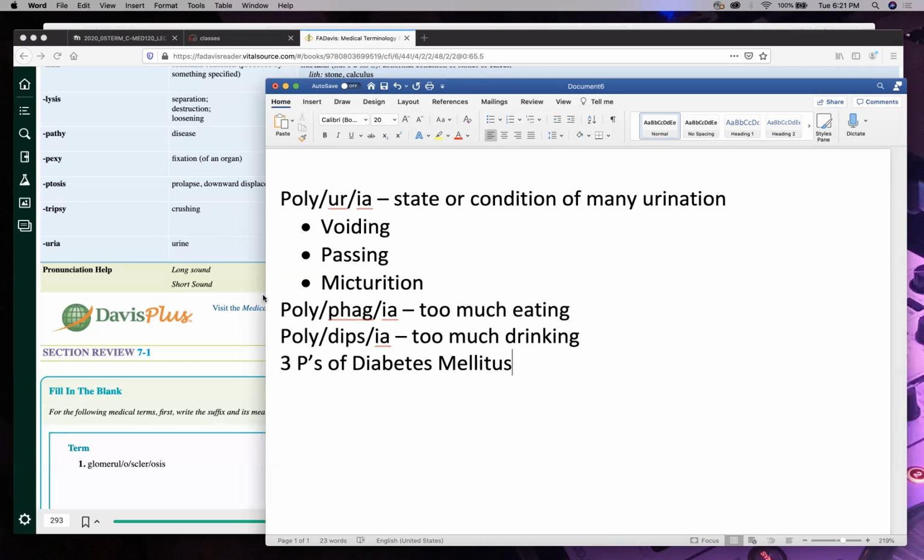These are classic signs and symptoms that my patient probably has diabetes or impending or serious prediabetes. They're drinking too much, they're eating too much, and they're urinating too much. And that makes sense. When you're diabetic, it means that your body isn't taking in the sugar in the way it's supposed to, whether your insulin is broken or your insulin receptors are broken.